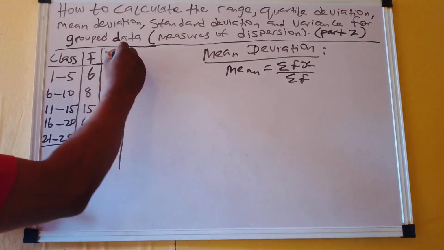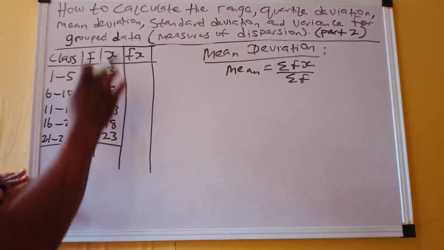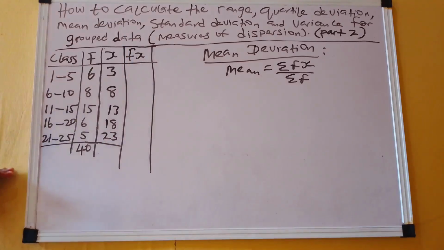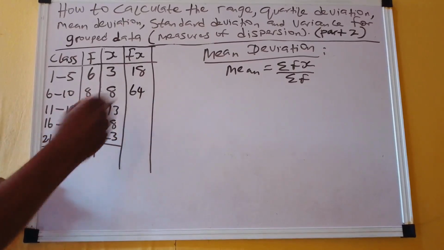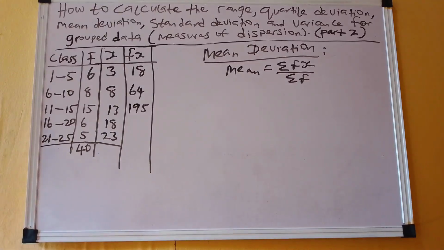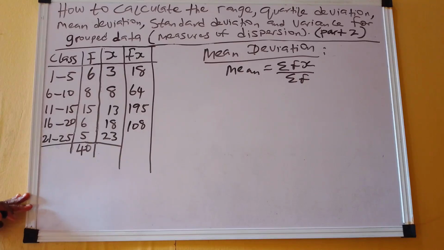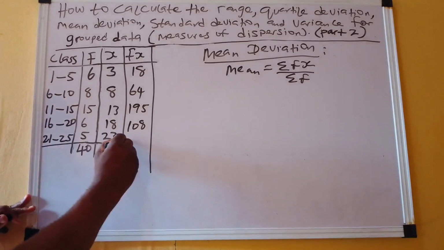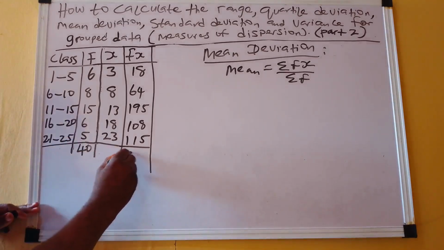Now we are following this formula. We are going to get another column, which is f of x. So our f of x simply means you are multiplying the frequency by the mid values x. So 6 times 3 is 18. 8 times 8 is 64. 15 times 13 is 195. Then 6 times 18 is 108. Then 5 times 23 is 115. So you add all this together, 18 plus 64 plus 195 plus 108 plus 115, it gives you 500.